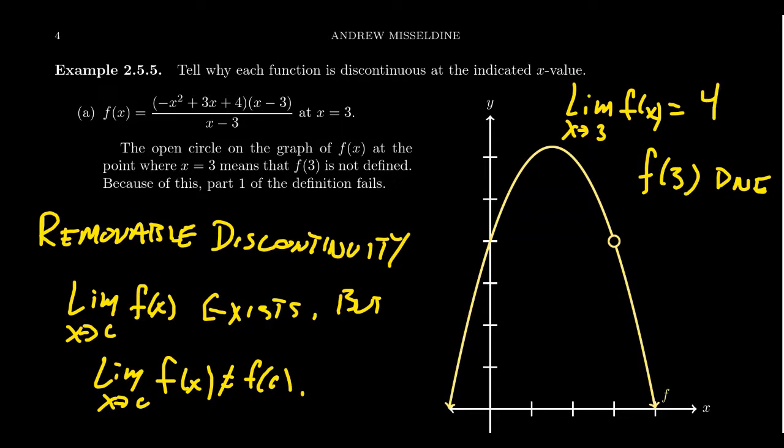And where do we get 4? We can see it from the graph, but basically if you take this polynomial after you cancel out the x minus 3s, and plug in 3, you're going to get a 4. Negative 3 squared plus 3 times 3 plus 4 gives you a 4 right there. And so that's how we find this removable discontinuity. The reason we call it removable is because if we were to redefine what happens at f of 3, we could remove the discontinuity just by filling in the dot right here. Now the discontinuity has been removed because we could redefine f of 3. We could define f of 3 to be 4, and that would fix the problem.